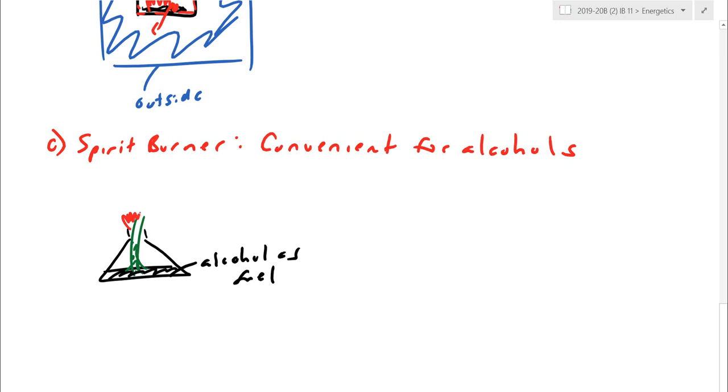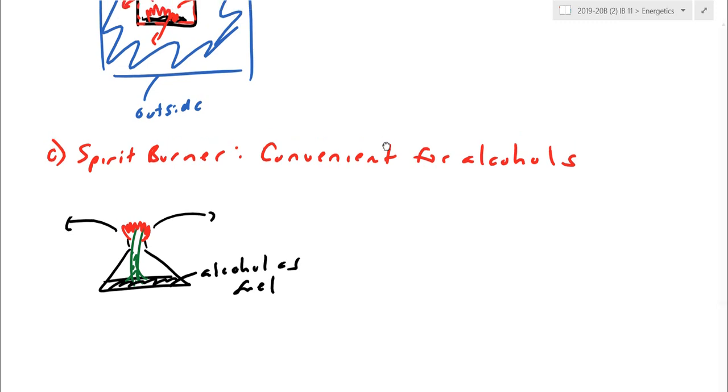A lot easier to strike because I can see the wick here. I can just take a match to it. Again, the biggest problem here is going to be heat loss to the environment. You'll see it very easily in this setup here. But what I'm going to do is sort of this same setup.